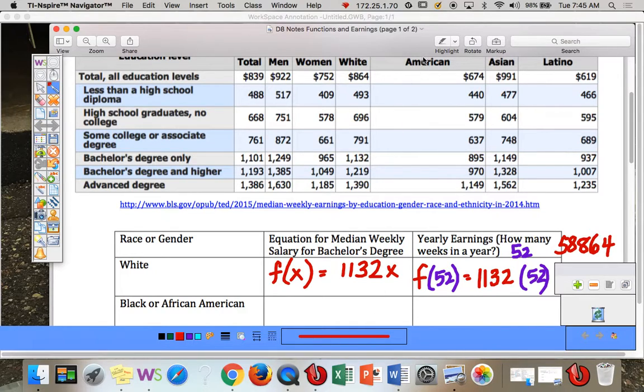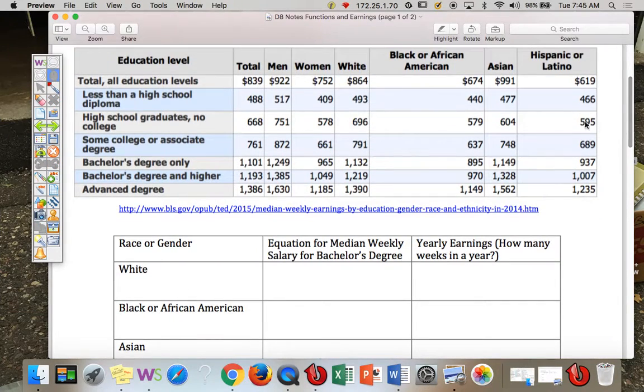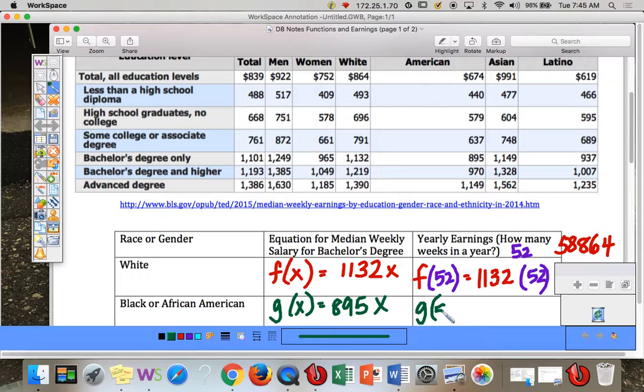Okay, so here is African American. Let's double check and make sure. This is black or African American, and you have a bachelor's degree, it's 895. So let's write that down. Let's do f of x. Let's make it a different function. How about g of x equals 895x. So now we want g of 52.